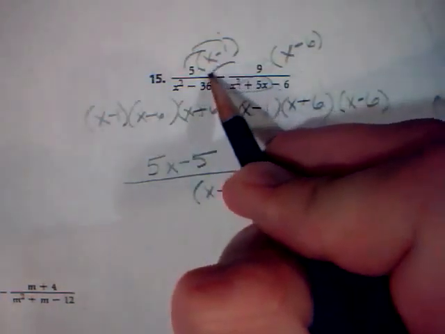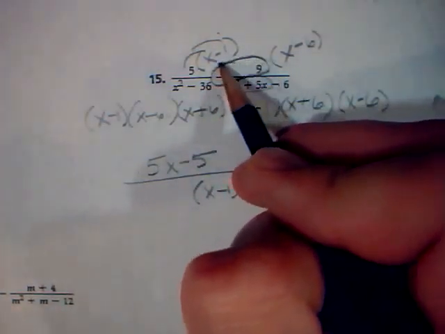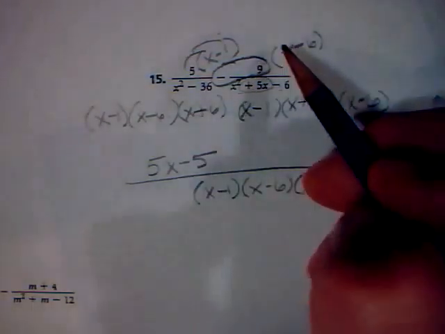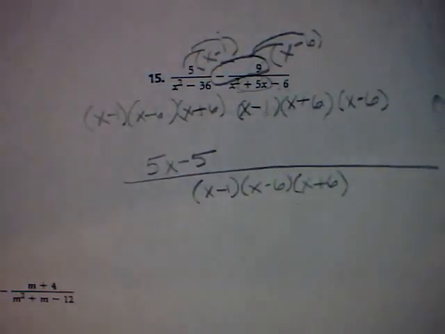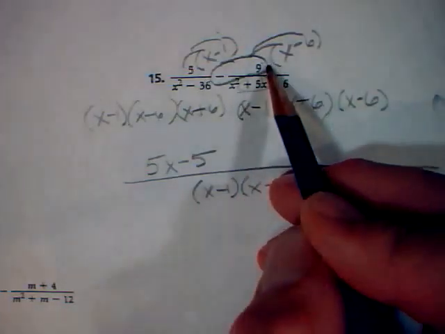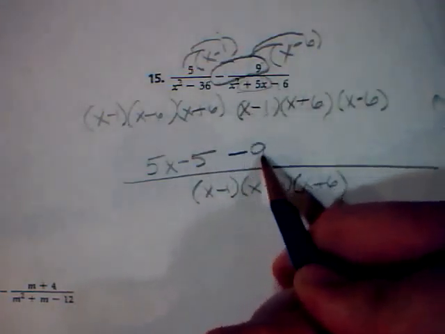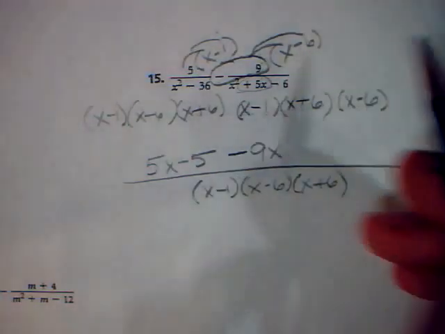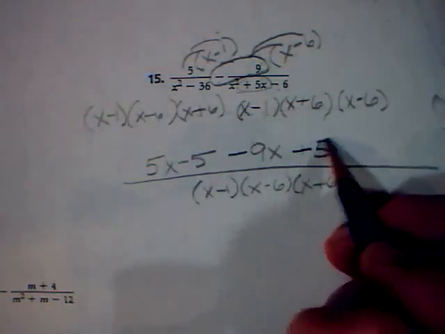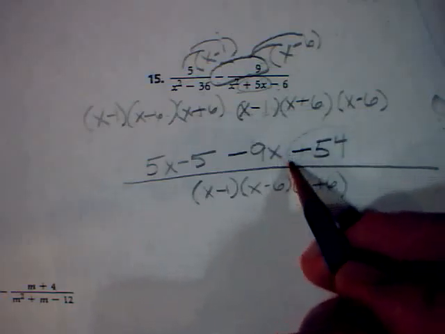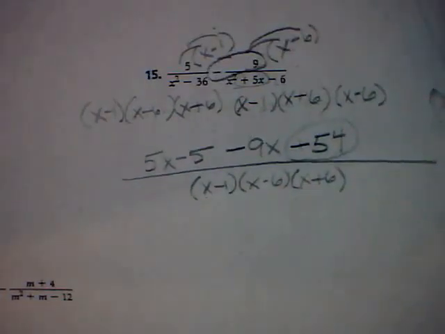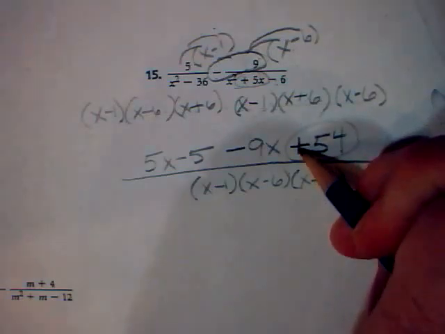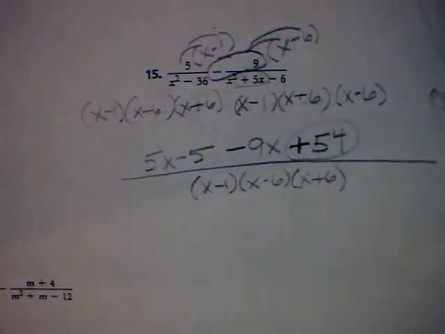But in the second numerator, see how there's this subtraction here? This is actually a negative 9. That negative 9 needs to get distributed to both terms. So negative 9 times x is negative 9x, and negative 9 times negative 6 gets you a positive 54. And I will tell you, this is the most common mistake right here. Most people will make that a negative 54 rather than a positive 54.